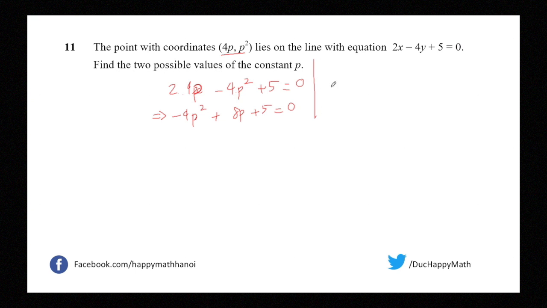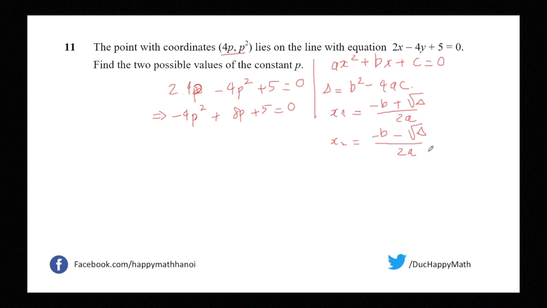So when you want to solve the quadratic equation, the first step is to define delta equal to b squared minus 4ac. After that, x1 will be equal to minus b plus the square root of delta, divided by 2a, and x2 is minus b minus the square root of delta, divided by 2a. So apply this formula to this exercise.